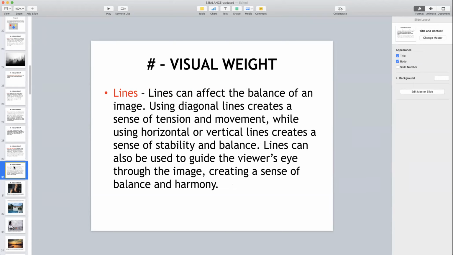Lines can affect the balance of an image using diagonal lines. Like we showed a circular photograph, of nuts and bolts, and one of a tire, in which light was coming from the left. That was also an example of the lines. How lines can create a balance in a photograph. Using diagonal lines creates a sense of tension and movement, while using horizontal and vertical lines creates a sense of stability and balance. Lines can also be used to guide the viewer's eye through the image, creating a sense of balance and harmony. So lines are a part of the visual weight.